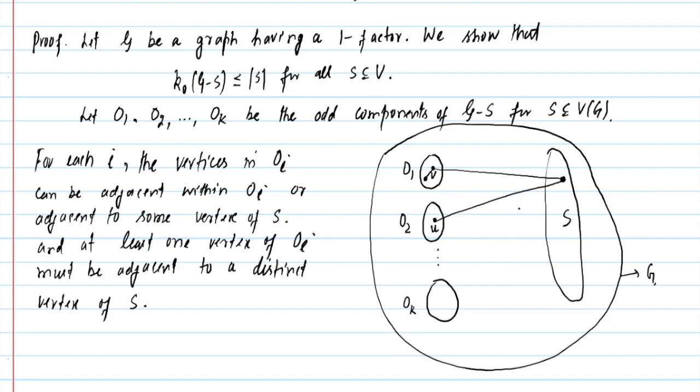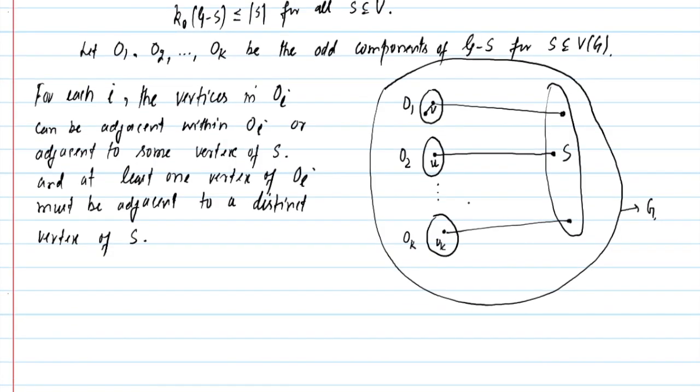So therefore for at least one vertex in every OI there will be a different vertex in S such that the vertex of that OI is adjacent with that vertex of S. So there is at least one vertex in O2, let's call that U, which will be adjacent with some different vertex of S, and similarly there will be some vertex, let's call that VK, which will be adjacent with some different vertex of S here. So this obviously means that for every OI there is at least one different vertex in S such that there is an adjacency of this form.